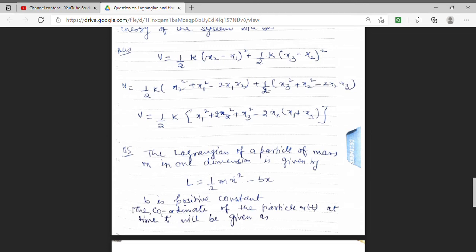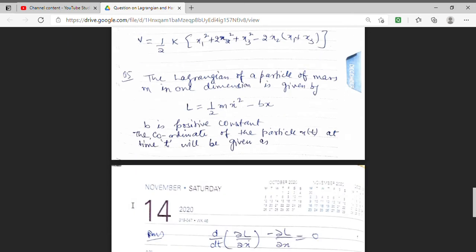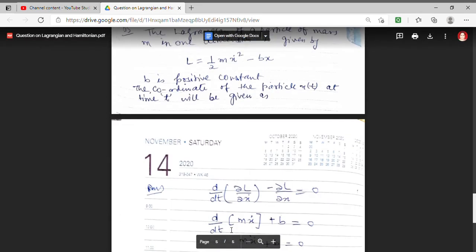In the next problem, we are given a Lagrangian of a particle of mass m in one dimension, given by half m x dot square minus bx. Here b is a constant. The coordinate of the particle at time t is our problem to be determined. So in order to find the coordinate, that means x, we are solving the Lagrangian equation of motion.